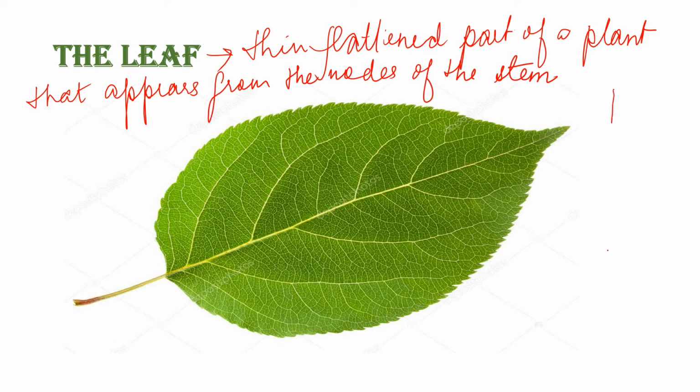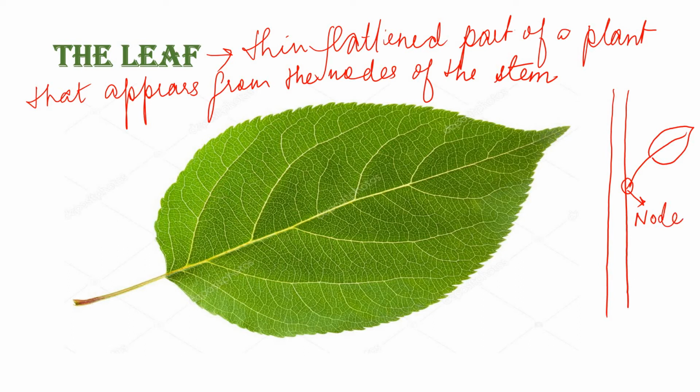Now, what do you mean by nodes? Suppose this is the stem and this is the leaf. So this point, this part is the node. That is the point where the leaf is attached to the stem. This part is called the node. Moving ahead, this is the thin flattened part of a plant.